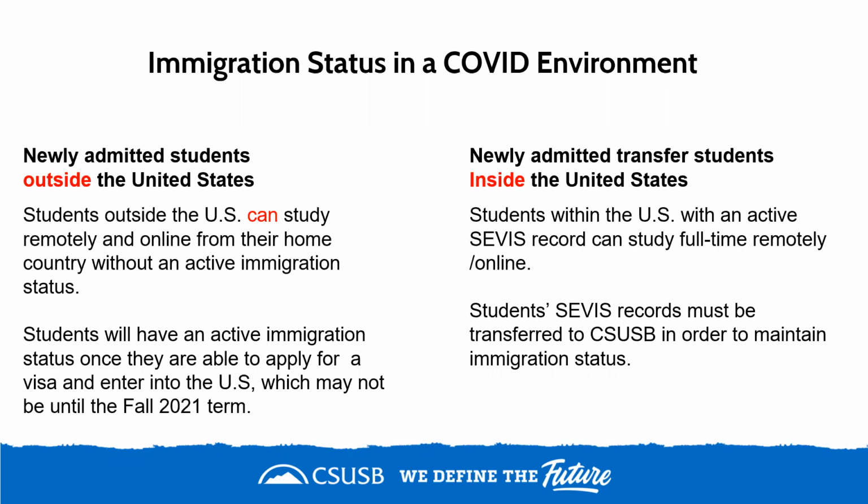However, unless new students are registered in at least one hybrid class, we cannot issue an I-20 for you to enter the U.S. Newly admitted students inside the U.S. must transfer their SEVIS record to CSUSB. They are allowed to study fully online and have their SEVIS record maintained.